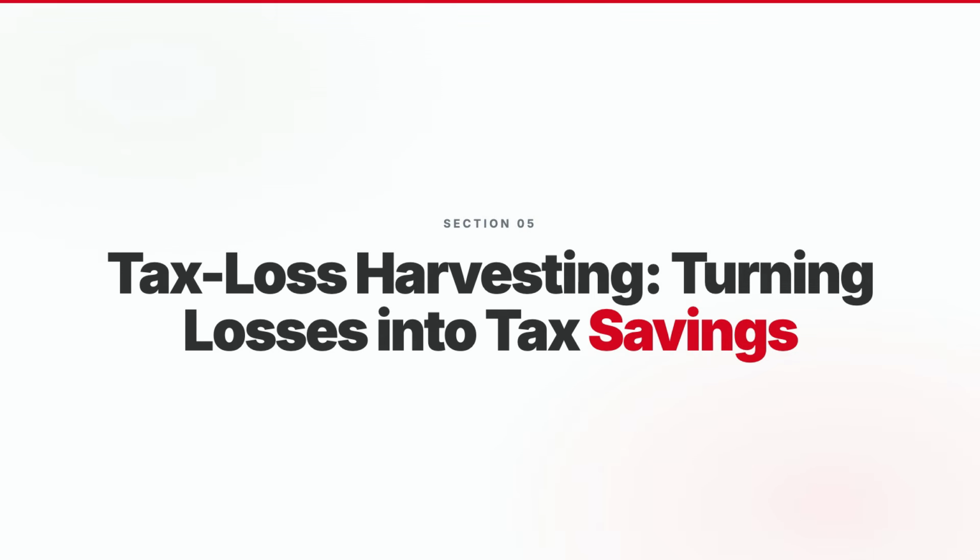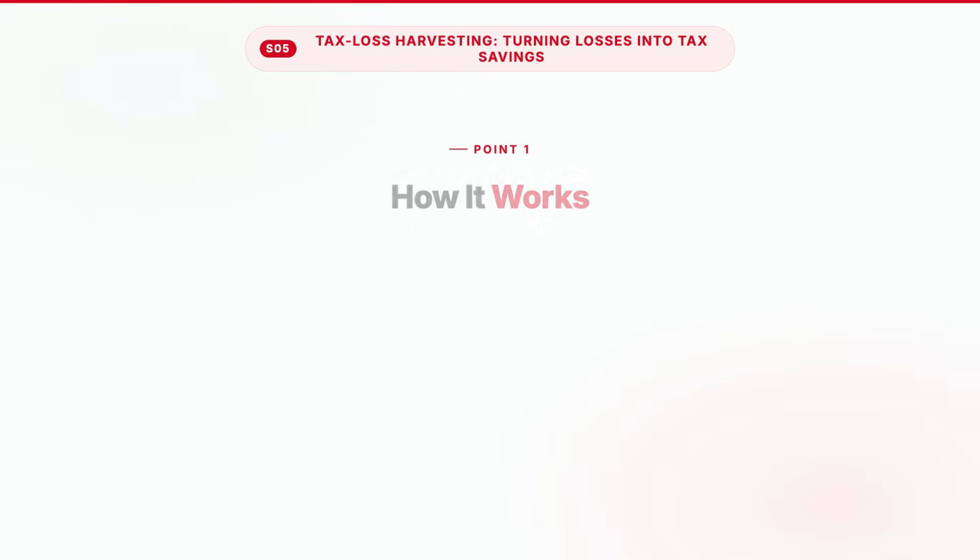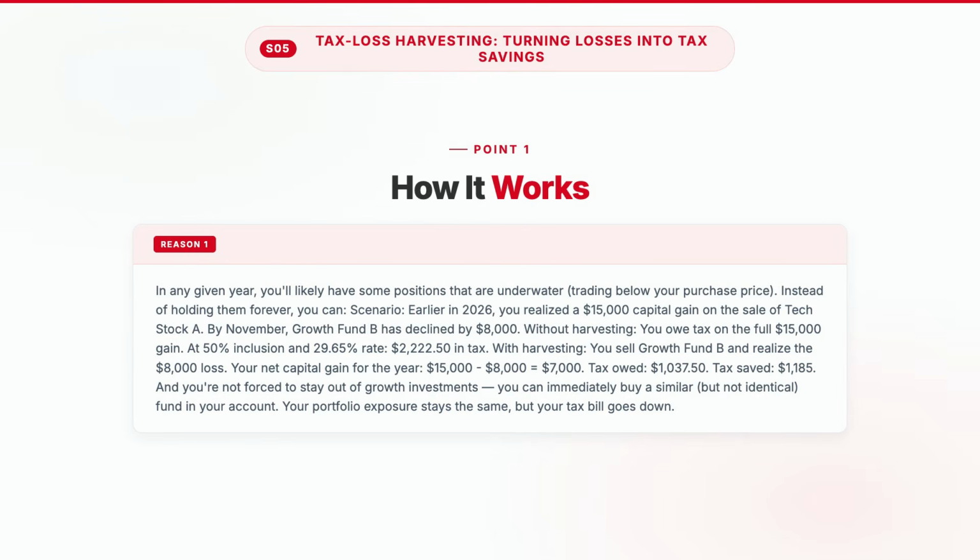Tax loss harvesting sounds complex, but it's a straightforward strategy. Sell investments that have declined in value to realize a capital loss, then use that loss to offset capital gains, or up to $3,000 of regular income in a year, with unlimited carryforward. In any given year, you'll likely have some positions that are underwater, trading below your purchase price. Instead of holding them forever, you can sell them.